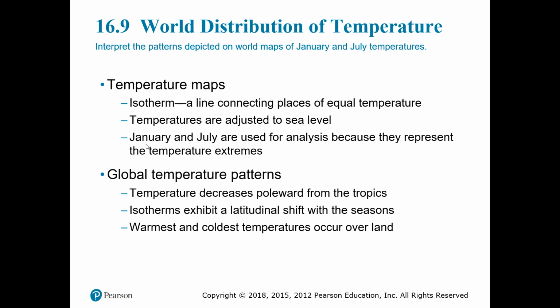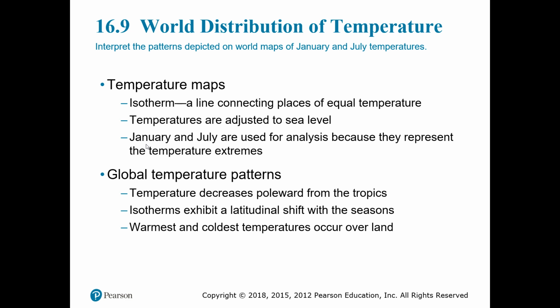So one pattern that we see when we plot global temperature averages, looking just at January versus July, is that temperature decreases from the tropics. Our warmest areas tend to be in the tropics, and as you go towards the North Pole or towards the South Pole, our average temperatures decrease. That's a pattern I feel like we should relate to.